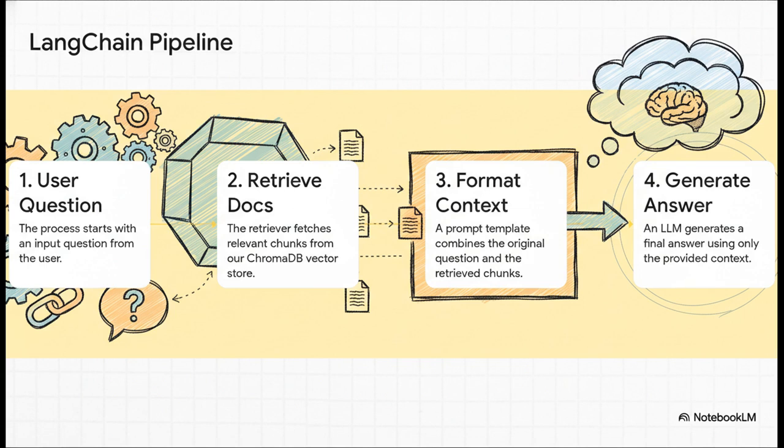So the user asks a question. Our retriever, which is our ChromaDB system, goes and fetches those relevant chunks we just saw. Then LangChain packages it all up with a set of instructions and hands it to a large language model. The most important instruction is, you must answer the user's question using only the information I'm giving you right now.